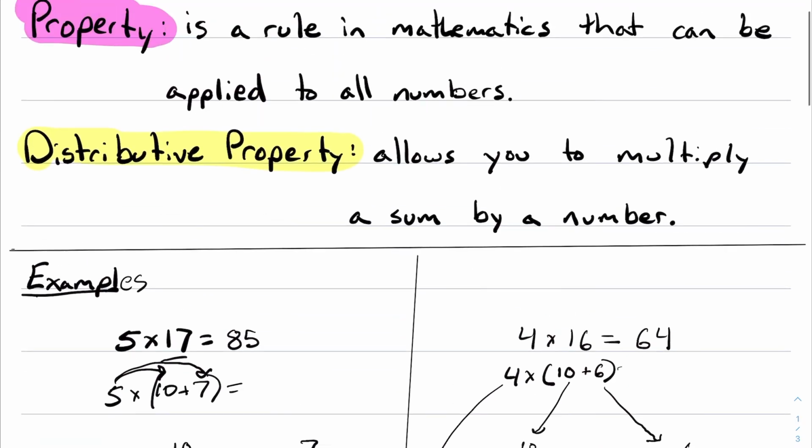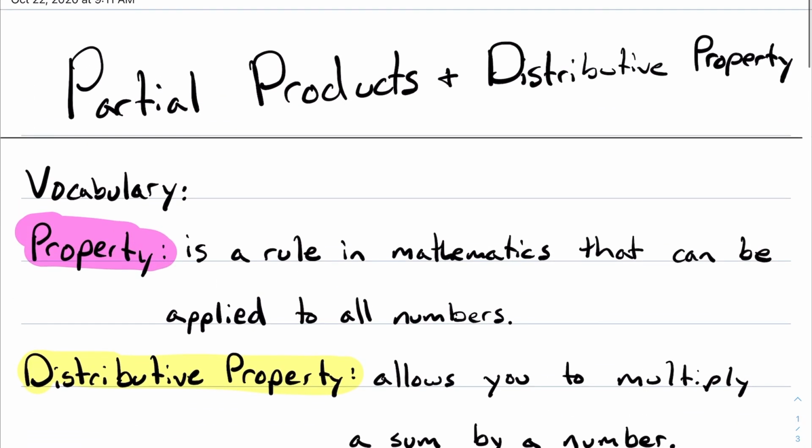So that's how you use the distributive property and partial products to multiply multi-digit numbers by single-digit numbers.